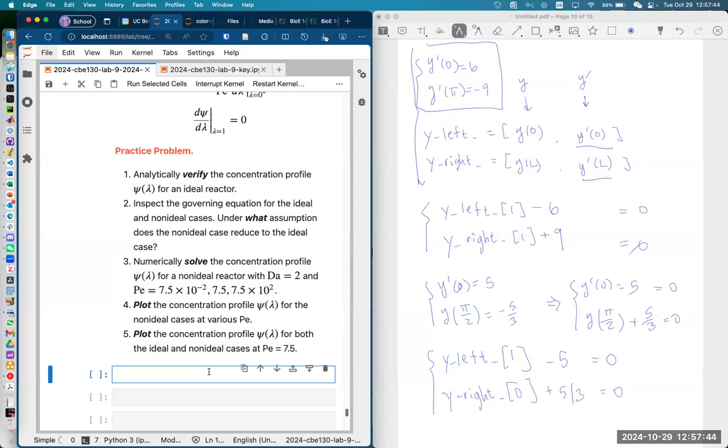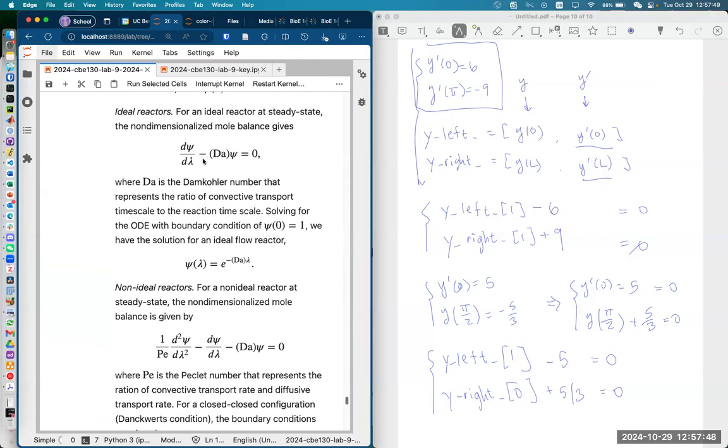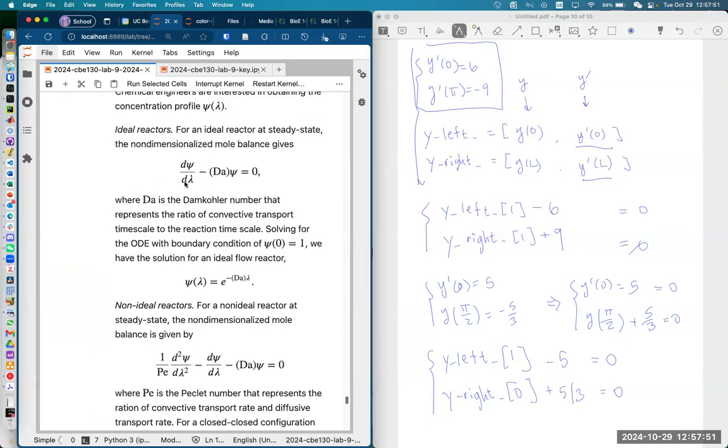Oh, I forgot. There's a typo here. This should be a plus sign instead of a minus sign. So if you verify this and didn't get this answer, you should be able to tell that it's wrong. It should be a plus sign.